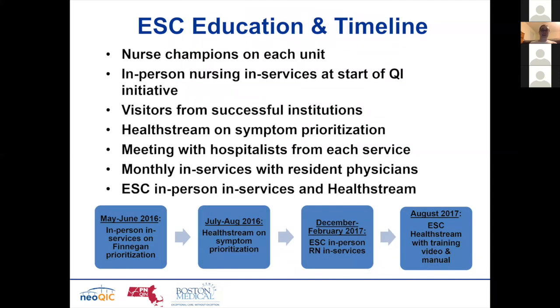So again, other things that we did that was helpful is that we had visitors from other successful institutions, namely Matt Grossman, come and talk to our hospital. And I think that was very inspiring for people to hear firsthand what other hospitals have done, and to inspire us to be able to do the same thing.